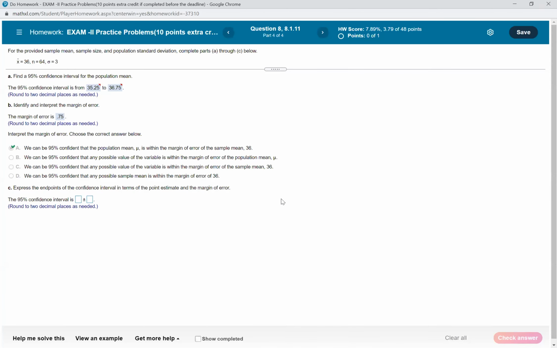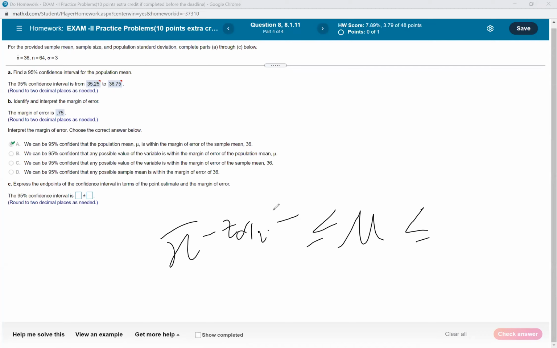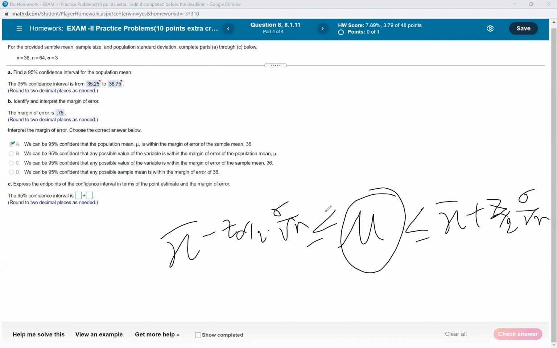Actually, the confidence interval says that we are 95% confident that mu will be between these two numbers, x bar minus z alpha over 2 sigma over square root of n, and x bar plus z alpha over 2 sigma over square root of n. That's when the population mean is within this margin of error from the sample mean. This is the sample mean and this is the margin of error.